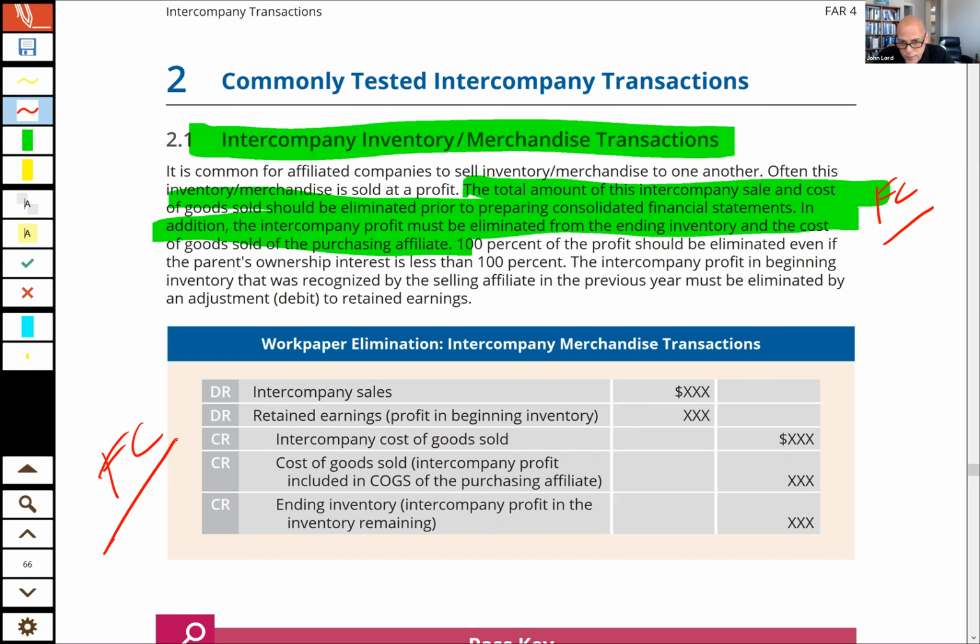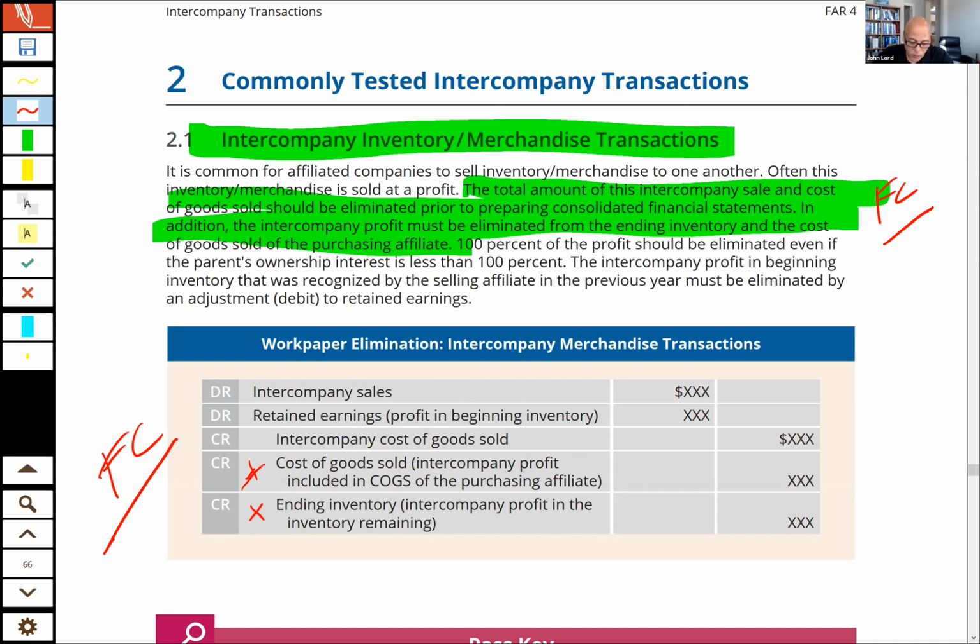If there was any profit in beginning inventory, that has to be taken out of the retained earnings because you can't sell stuff to yourself at a profit, right? Then we will go ahead and credit the intercompany cost of goods sold. And then the parts that I was just talking about in our little visualization: any amount of profit that is in cost of goods sold for items that were sold this period, and any amount of intercompany profit that's in ending inventory, has to be eliminated.